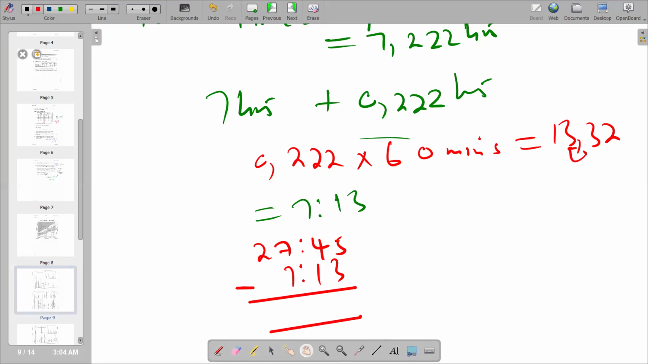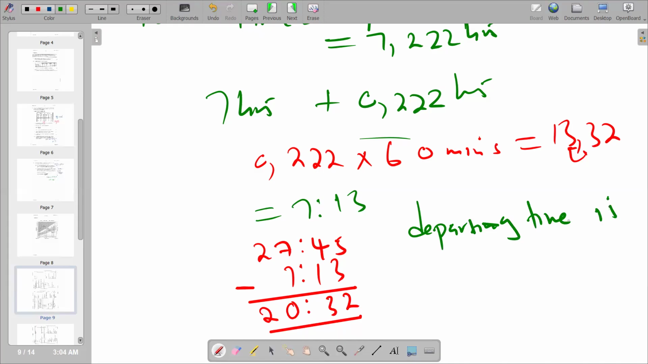So as simple as it is, now we are saying 5 minus 3, then you get your 2. 4 minus 1, you get your 3. And then here we say 7 minus 7, you get a 0. So 2032 becomes the departing time. So basically we are saying departing time is 2032. So this is what we have on the last part of our question 3.